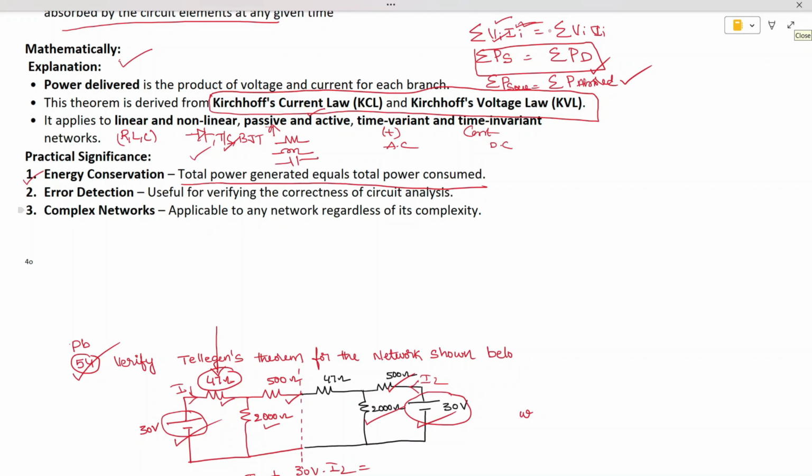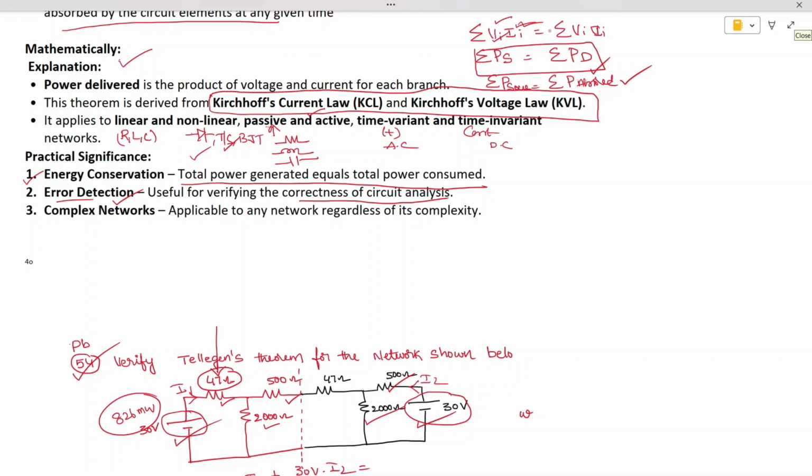Okay, and this is also useful in error detection. So it is useful to verify the correctness of circuit and network analysis. For example, if you consider this problem, totally we are going to generate 826 milliwatts. Whether 826 milliwatts is consumed by all these six elements or not, we can verify. It is called error detection. If it is consumed more, where it is consumed more, how the resistance has been changed. So this is also useful in error detection.